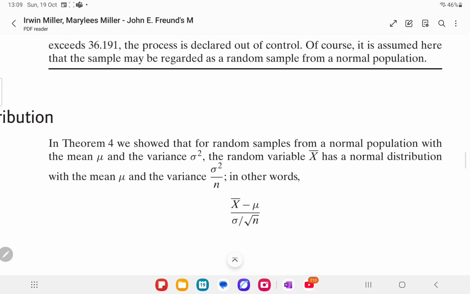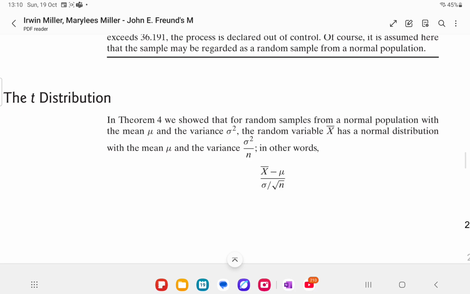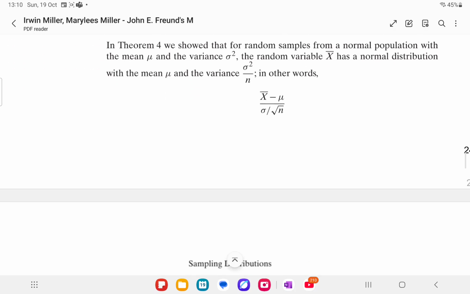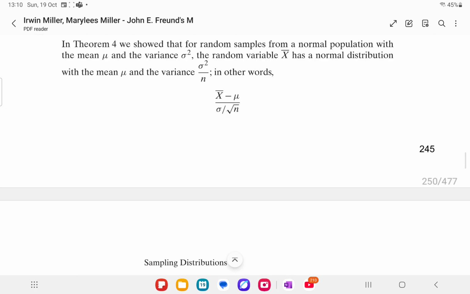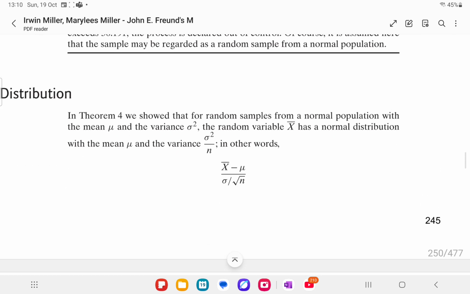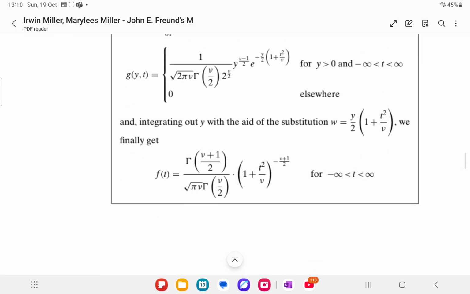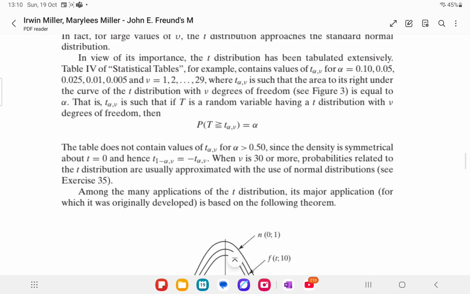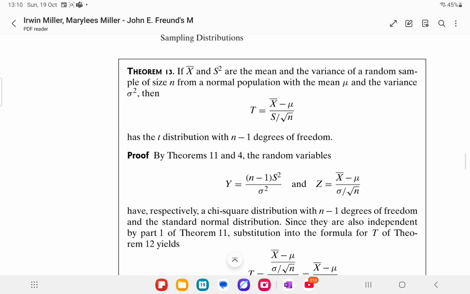Okay, so that is one of the questions relating to the chi-square distribution. So there is another question about the t distribution, and first of all I'll be introducing the t distribution to you. So the t distribution is used when the sample size is small and we want a normal population to be there. Okay, so the formula is here.